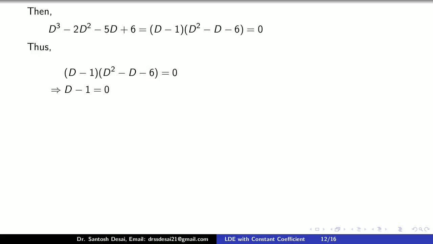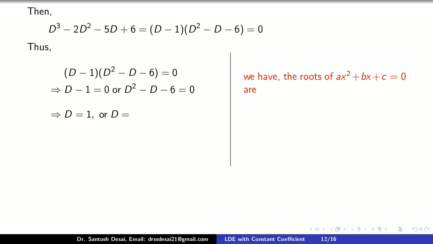So this implies that d minus 1 equal to 0, or d square minus d minus 6 is equal to 0. Now the first again gives d is equal to 1. The second is a quadratic equation. So therefore the roots are d is equal to... To solve a quadratic, we know that the roots of the equation ax square plus bx plus c is equal to 0 are given by x is equal to minus b plus minus square root of b square minus 4ac divided by 2a. Now this is our formula.